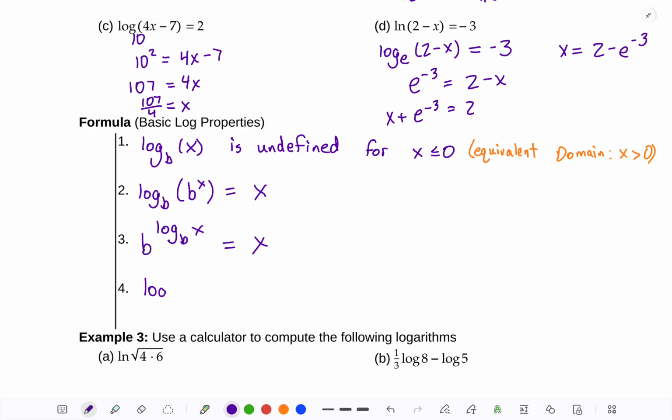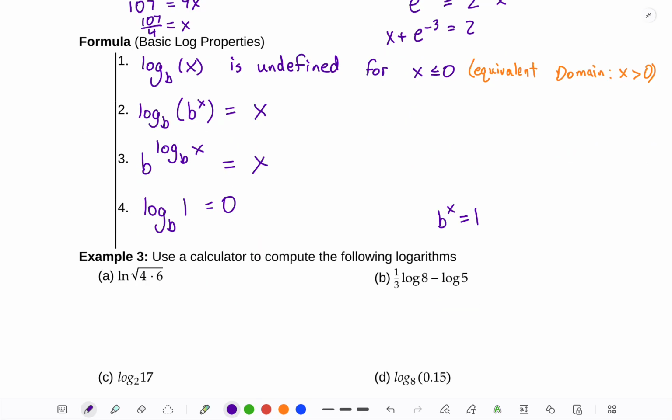And last but not least, log base b of 1. We can do this. This is saying b to what power is equal to 1? Well, that means 0 because b to the 0 is 1. So those are our basic log properties.